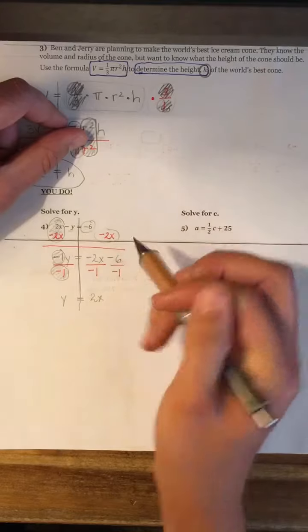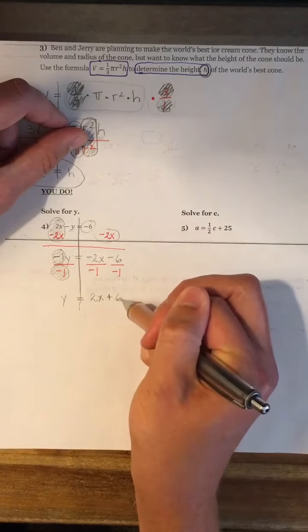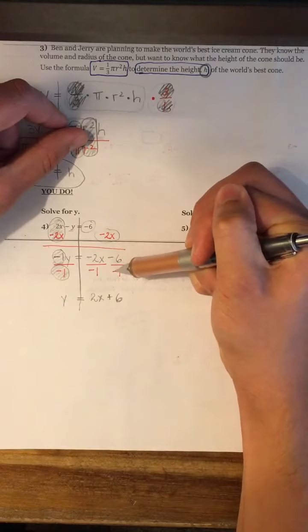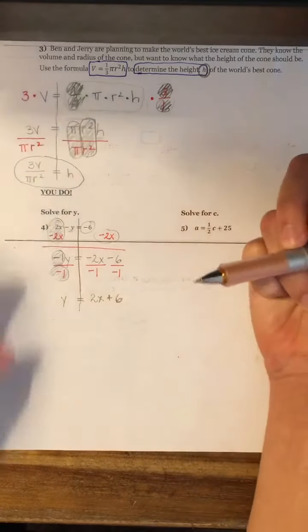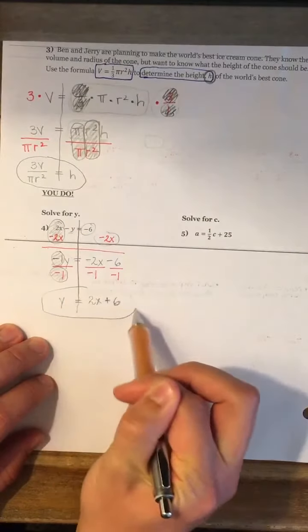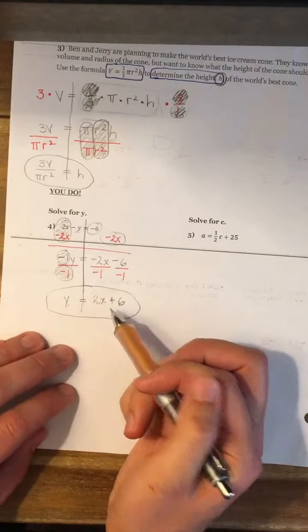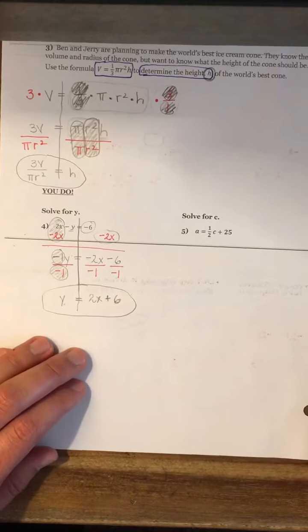Same thing here. This used to be a -6. Well, now it's just going to change the sign to be the opposite of +6. Again, looking at that, a negative divided by a negative is a positive, and 6 divided by 1 is just 6. So I get my final answer. I've solved for y. I have y on one side, and then I moved everything else to the right-hand side. So y is equal to 2x plus 6.